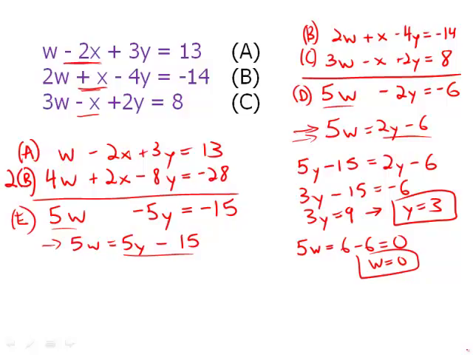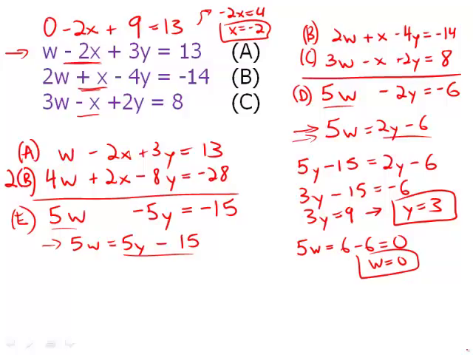I'm almost done, but I need the value of x. So now I actually have to go back to one of the original equations. Let's take the top one, A. W, that's 0, minus 2x plus 3y. So 3 times 3 is 9, equals 13. Subtract 9 from both sides, I get negative 2x equals 4, or x equals negative 2. And those are the three values of the three variables from these equations.